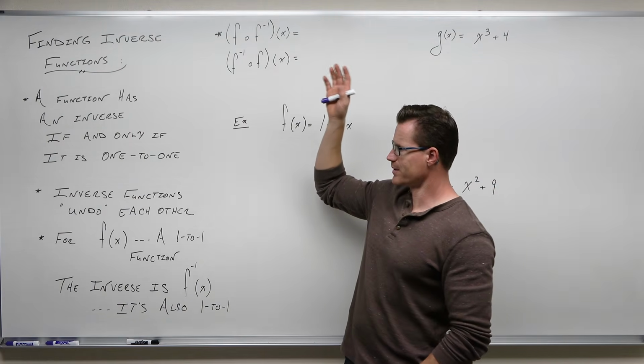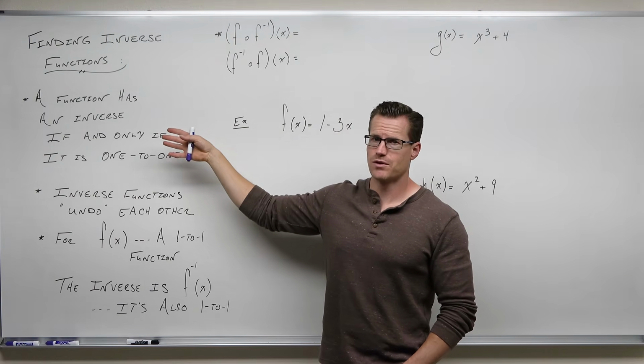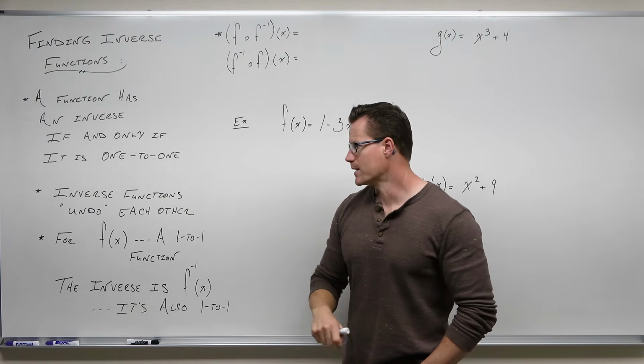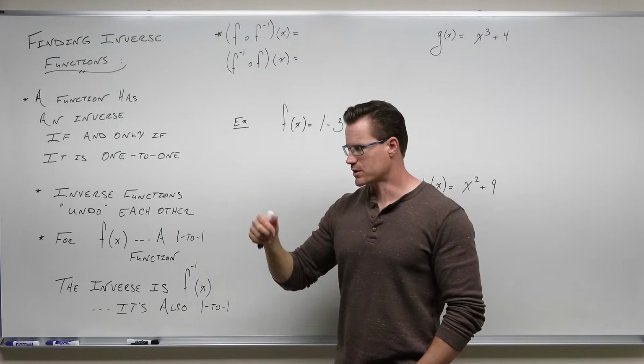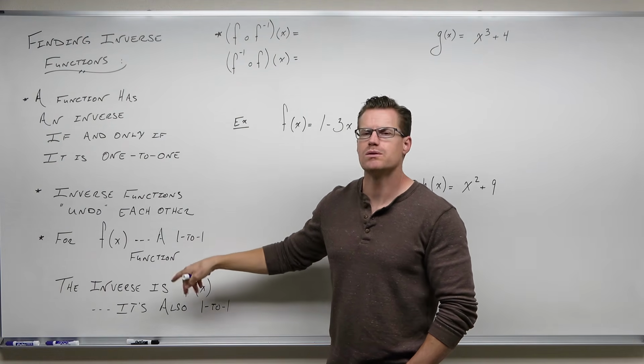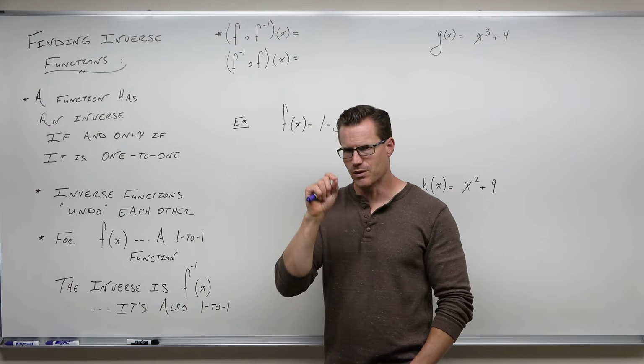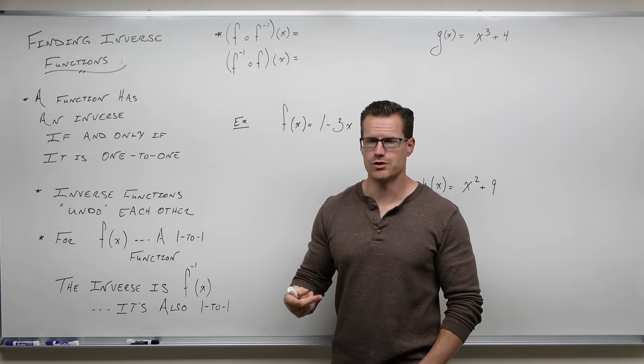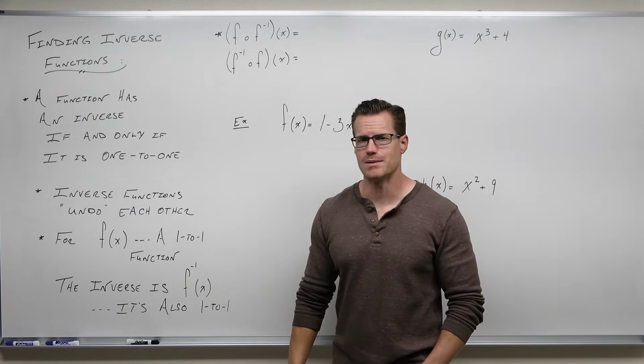So recap real quick. One-to-one functions have inverses, and inverses have to be one-to-one. They're going to undo each other. We're going to see that in just a second. And then if a function is one-to-one and has an inverse, we write that as a superscript with a -1, and we say f inverse or g inverse or whatever the function's name is.